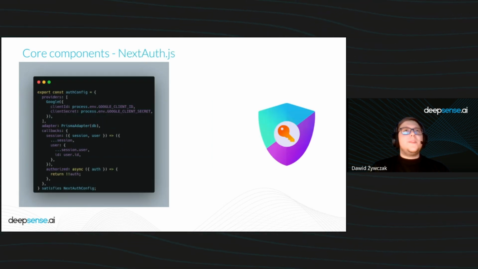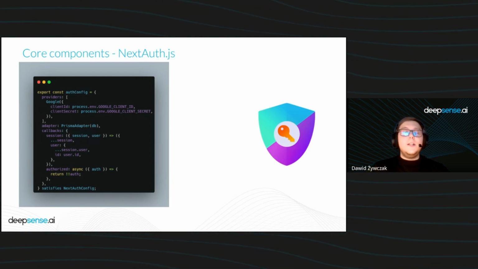Last but not least, we have NextAuth.js, which might be considered an optional component for the stack, but it's very useful because it's a flexible authentication library specifically designed for applications built with Next.js. It simplifies adding secure and robust authentication by providing built-in support for various methods, including OAuth providers like Google or Facebook, as you can see in the example configuration on the left. And it also supports custom authentication mechanisms.